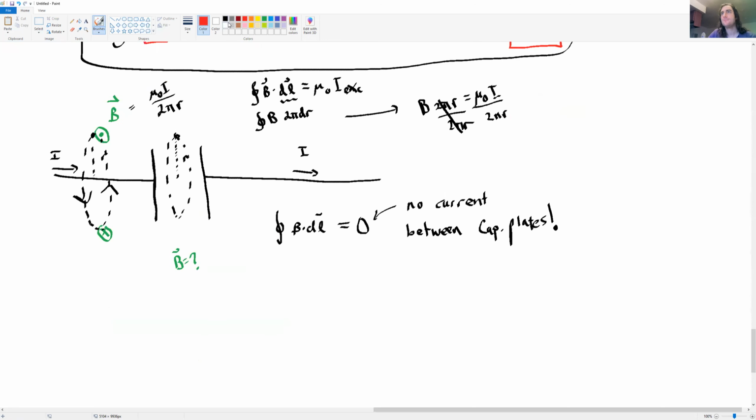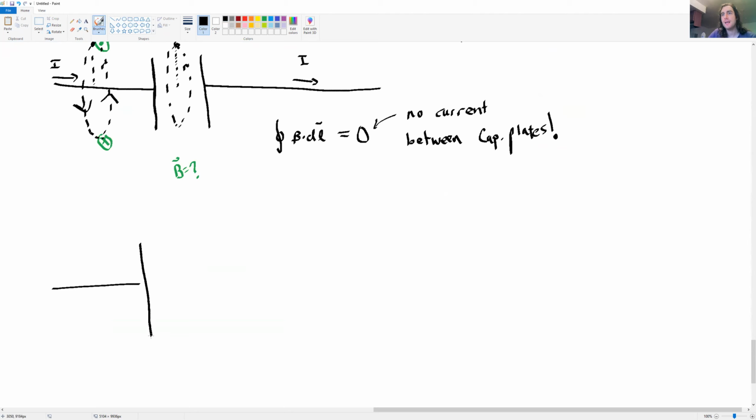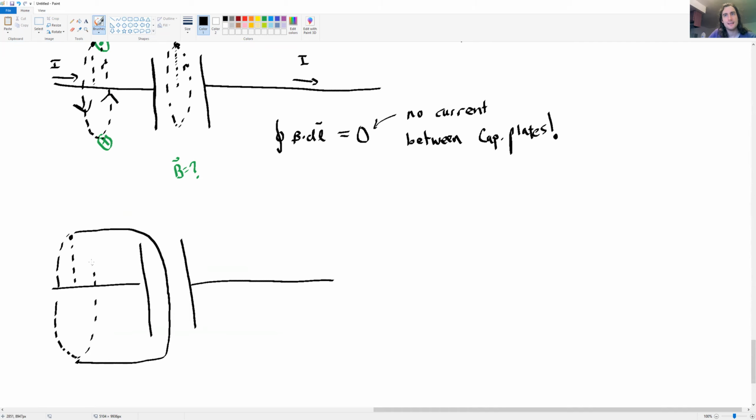So what he did was he said, maybe I should be able to take a surface like this, which goes through the capacitor, but has the same circumferential distance here, according to this loop, but it's now a surface. So think of a plastic bag where you've put one end of the capacitor into the plastic bag. And Ampere's law here should give the same answer as the flux of the electric field through this surface here.